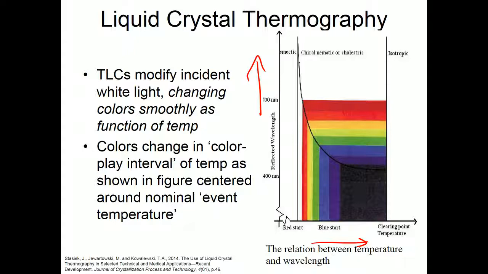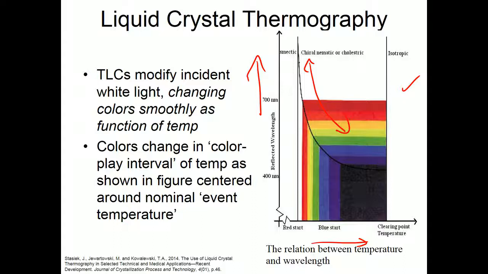So, you shine white light, it selectively reflects particular colors, which is what you see. The color changes in the color play interval are shown in the figure. In this particular figure you can see that it is a highly nonlinear process, by the way. The nature of that graph is not linear; you don't move slowly through the color spectrum. It is a nonlinear graph, as you can see from its nature.